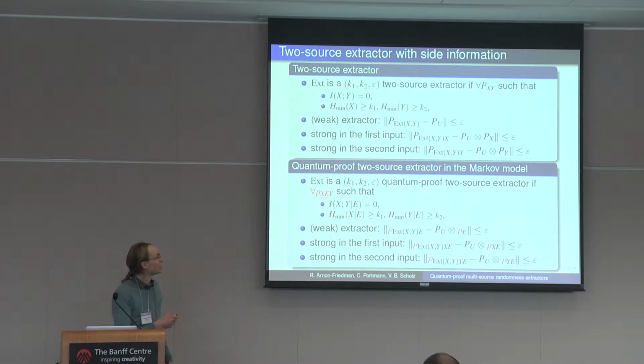And then, of course, you can do the same thing in quantum. Take a quantum Markov state. So we still have X and Y as classical, but E is quantum. Any state which satisfies this, and we just put our quantum state here.